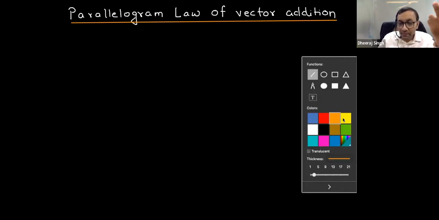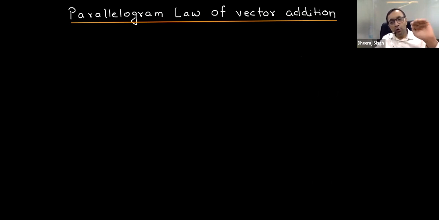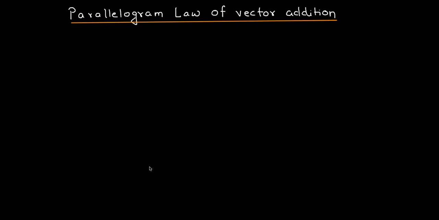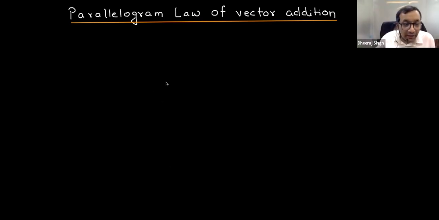It is the same as triangle law of addition, but in triangle law of addition, how do you connect the two vectors? Head to tail, or tail to tail, or head to head? How do you connect? We connect head to tail. Head to tail, right? Whereas in parallelogram law of addition, what we do is we connect tail to tail only.